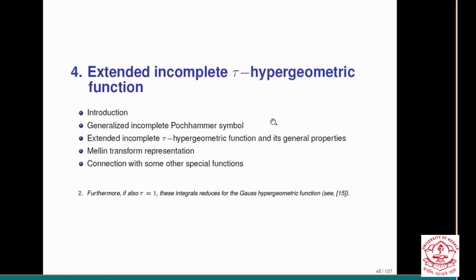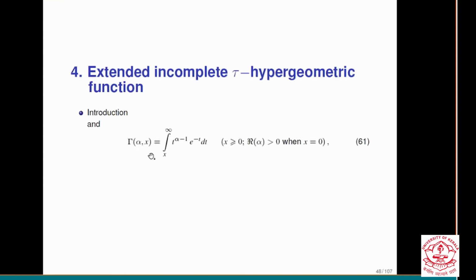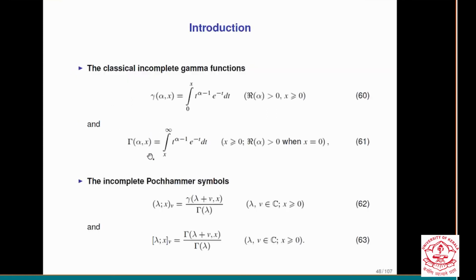Here we use this concept of the incomplete gamma function in the tau hypergeometric function. This section is divided into: introduction, generalized incomplete Poisson symbol, extended incomplete tau hypergeometric function, general properties, Mellin transform representation, and connection with some other special functions. So here we define this one. This is your incomplete gamma function.